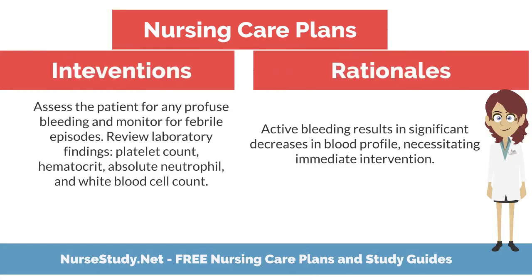Intervention: Assess the patient for any profuse bleeding and monitor for febrile episodes. Review laboratory findings: platelet count, hematocrit, absolute neutrophil, and white blood cell count. Rationale: Active bleeding results in significant decreases in blood profile, necessitating immediate intervention.